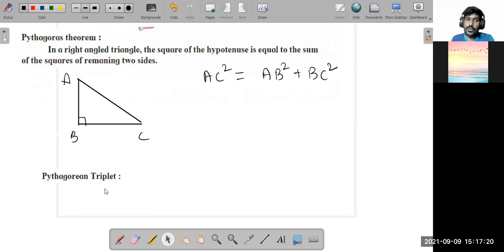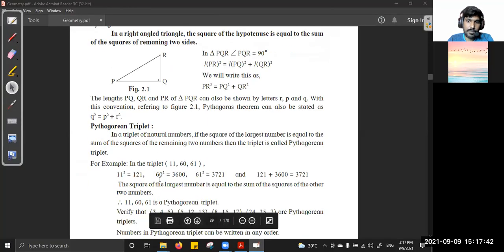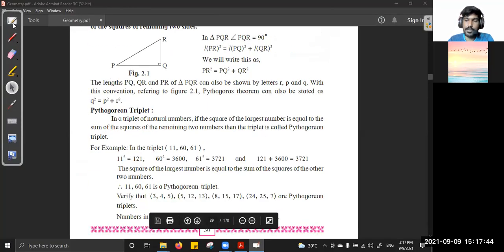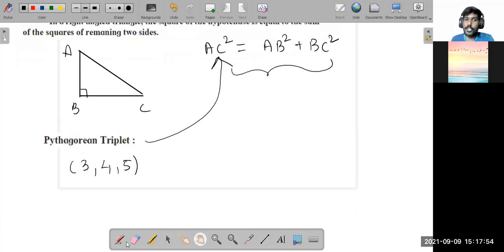Now, what is a Pythagorean triplet? Any set of three numbers that satisfies this equation is called a Pythagorean triplet. For example, take a very simple example, 3, 4, and 5. This is a Pythagorean triplet.